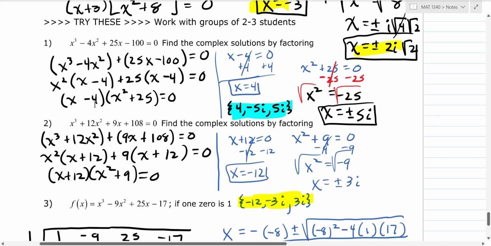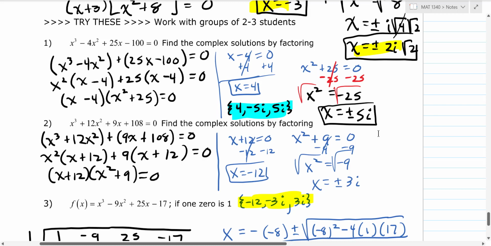The key is that you did the factor by grouping correctly. So your two factors are x minus 4 and x squared plus 25. Then when you solve these two equations, you get 4, and plus or minus 5i. Number 2 works out the same way. The answers are -12, -3i, and 3i. The factoring by grouping works the same way. Your factors are x plus 12 and x squared plus 9. Solve the equations, and you'll get -12, and then the two complex solutions are 3i and -3i.